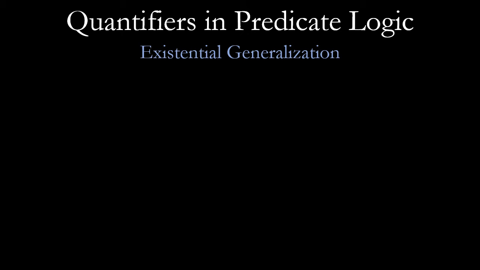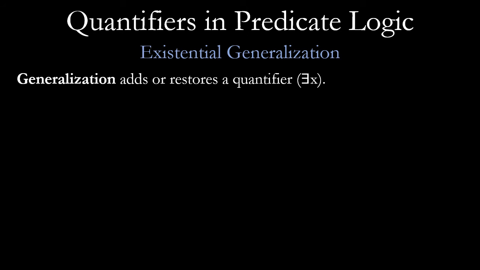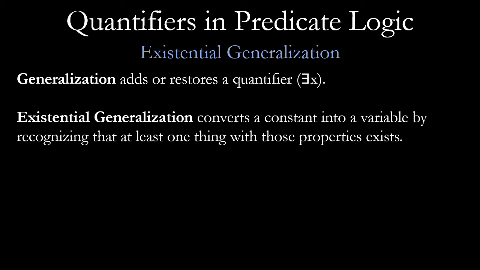Now, just as what we just saw, you can generalize also. So there's instantiation where you're finding an instance of something, but then there's also generalization. Generalization restores or adds a quantifier. And in this case, we're talking about existential generalization. So we're restoring the existential quantifier here. What it does is it converts a constant into a variable by recognizing that at least one thing with those properties exists.